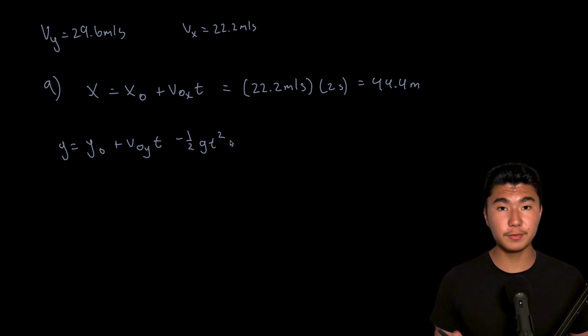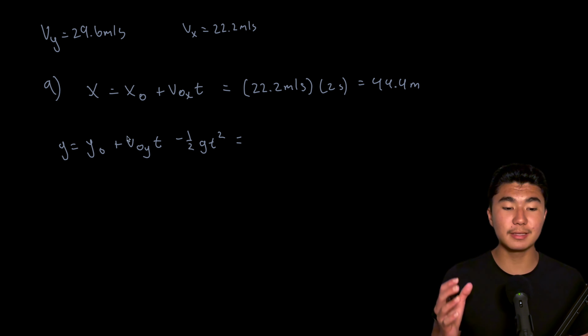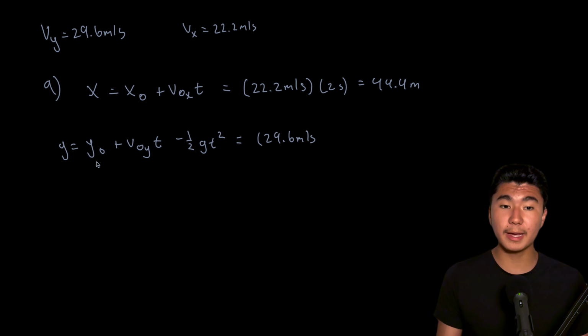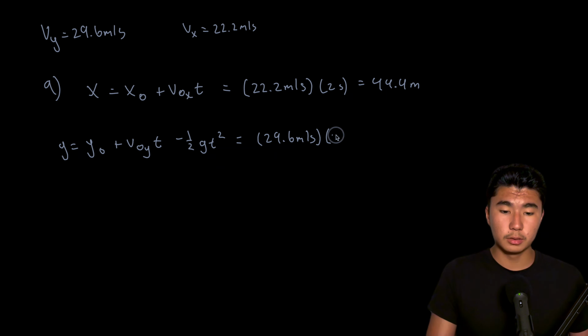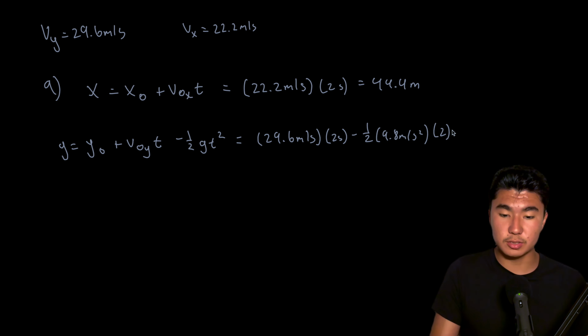So all we have to do, yet again, is plug in our numbers, but this is for y motion, so we're looking at our velocity in the y-axis. So this is going to be 29.6 meters per second, and just like with the initial position for the x-axis, for the y-axis we can assume that it is 0. So this is times 2 seconds, minus 1/2 times 9.8 meters per second squared, times 2 squared, and when you do all the math there, you're going to get 39.6 meters.